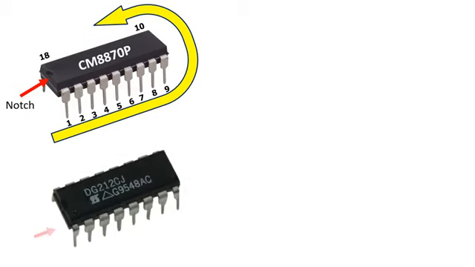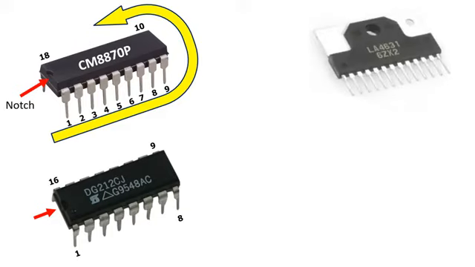This IC is a 16 pins IC. In this integration, when we hold it to read the text, there is a dot on the left. The pins are numbered from left to right. As you can see, this is also a 13 pins IC.